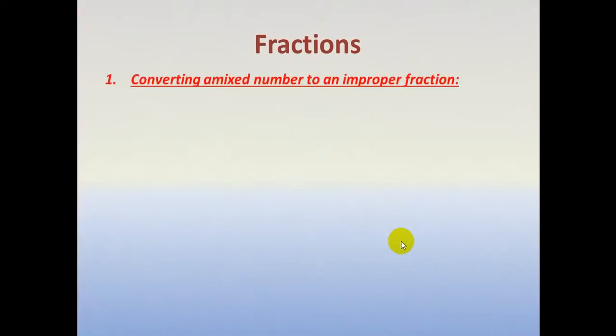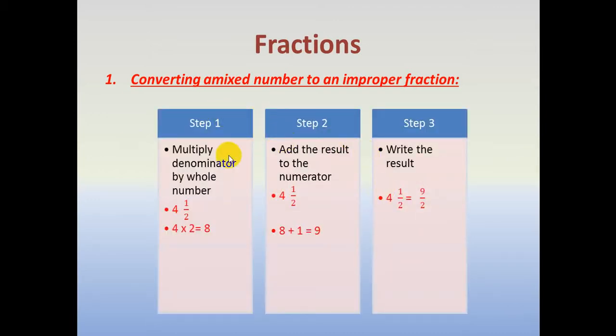Now, we take converting a mixed number to an improper fraction. Converting a mixed number, whole and proper, to an improper fraction, like a big head and small body. How do we convert? We have 3 steps. First is multiply the denominator by the whole number. We took it before. 4 times 2 is the first step.